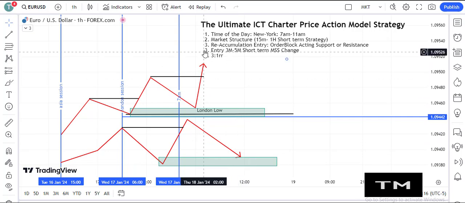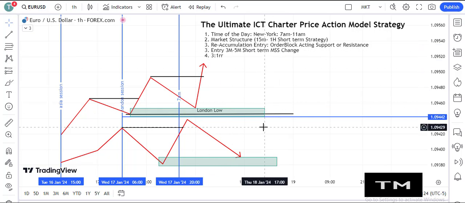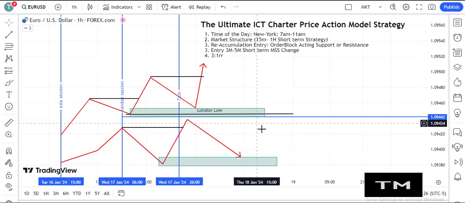So now let's dive into our number 3, reaccumulation entry. The reaccumulation entry normally entails in what way you are going to buy from.